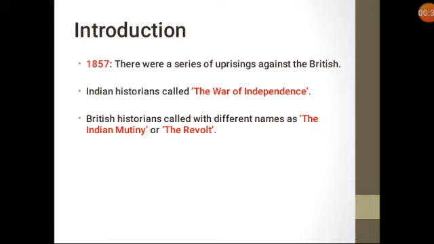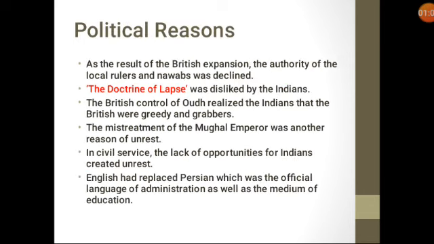In this regard, a series of uprisings started in India against the British. It was called the War of Independence by the Indian historians, but the British historians call it in a different way, like the Indian Mutiny and the Indian Revolt. So first one, we will discuss the reasons likely to be political.